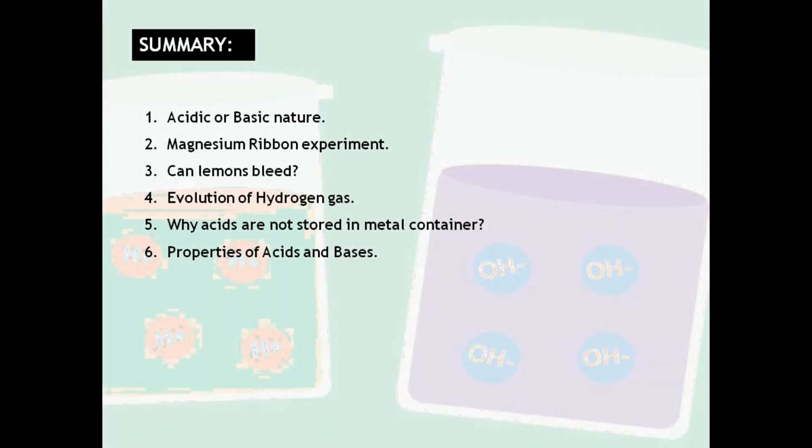Let us summarize what we have discussed in this session. We have discussed about some acidic and basic substances. Oxides of magnesium when dissolved in water produce magnesium hydroxide, which is a base. We also discussed that some metals like copper, zinc, magnesium, etc., when they react with acids release hydrogen gas, and corrosion of metal containers by acids, and finally the properties of acids and bases.